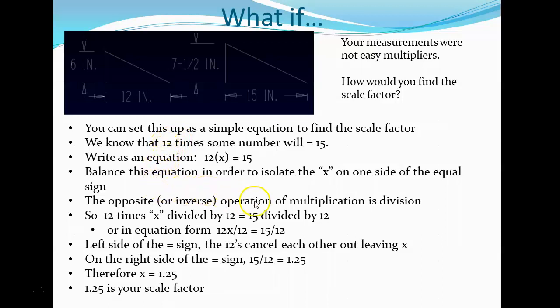The opposite or inverse operation of multiplication is division. So 12 times x divided by 12 equals 15 divided by 12, because I'm simply going to divide both this side and this side by 12 in order to cancel it out. Or if I write it in equation form, 12x divided by 12 equals 15 divided by 12. The 12's cancel out, leaving you x on one side. On the right side, 15 divided by 12, I get out my calculator, press the buttons, and I come up with 1.25. Therefore, x equals 1.25, and 1.25 is your scale factor.